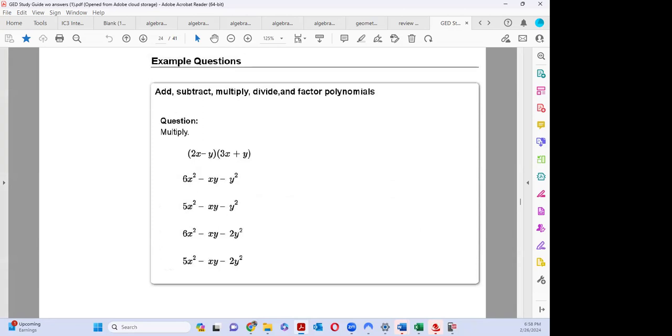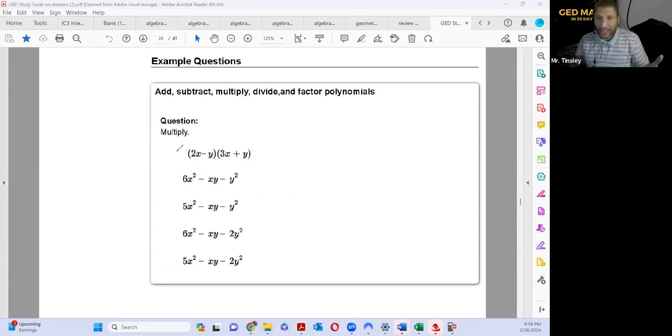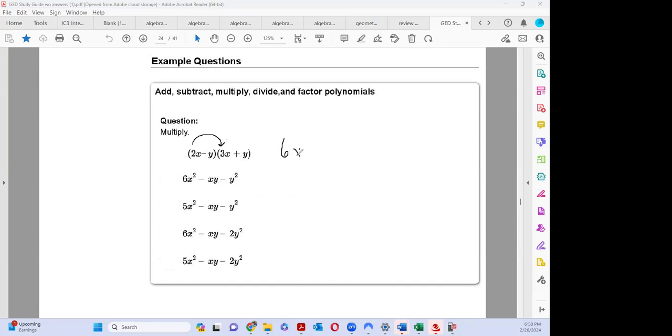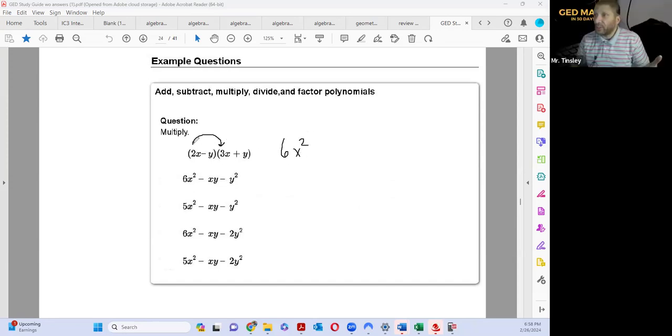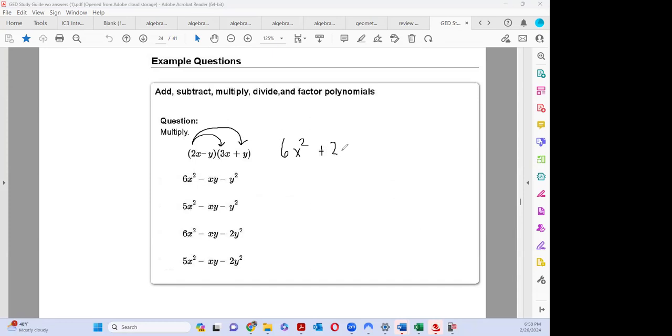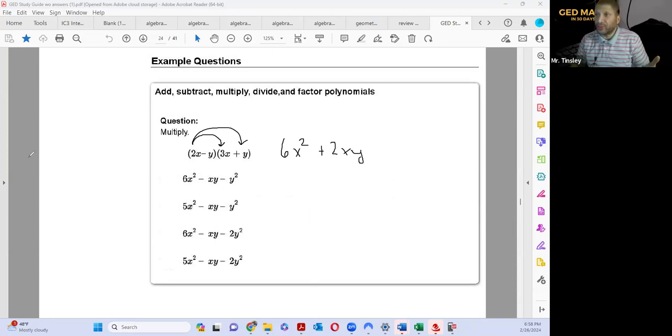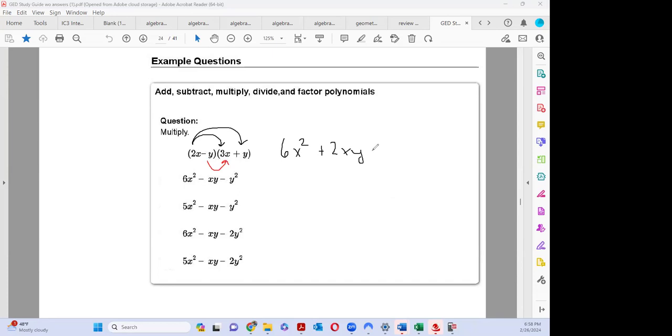Multiply. Well, this is the same thing. 2x times 3x is 6x squared. 2x times y is 2xy. Now I'm going to change color just so we see the difference. Negative y times 3x is negative 3xy.